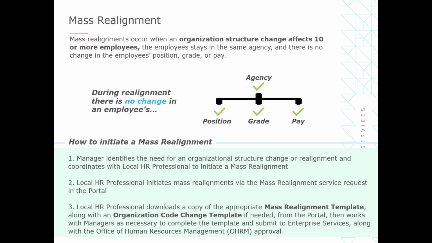When a manager identifies the need for an organizational structure change or realignment, they coordinate with local HR to initiate a mass realignment. Local HR professionals should initiate mass realignments by downloading a copy of the appropriate mass realignment template, along with an organization code change template if needed, located in the mass realignment request page on the portal. Local HR professionals should then submit the completed template to Enterprise Services, along with the Office of Human Resources Management approval.